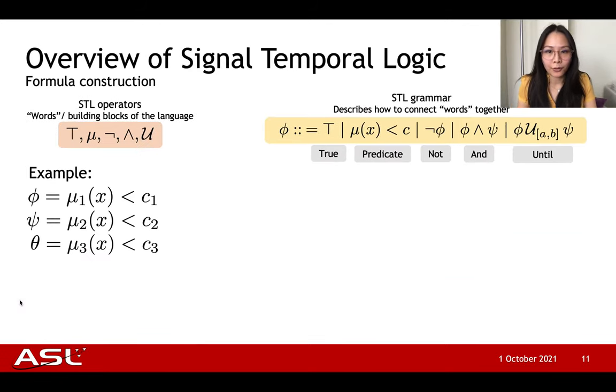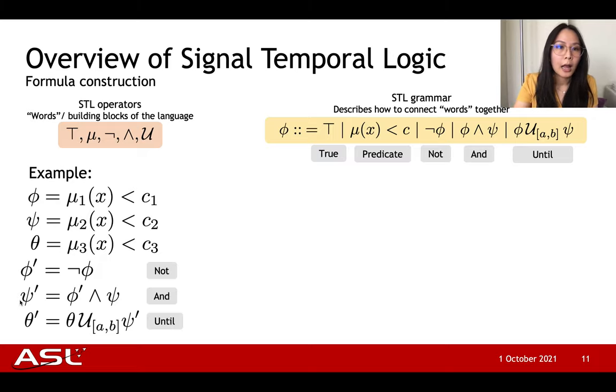In order to build a formula, we first start off with a predicate, which consists of a scalar-valued function mu that takes in a state x and then checks if that value is less than c. And so on the left here, we have three different predicates, phi, psi, and theta. And each predicate is already an STL formula, but just a very simple one. And what we can do is we can use the grammar in order to create more complex formulas.